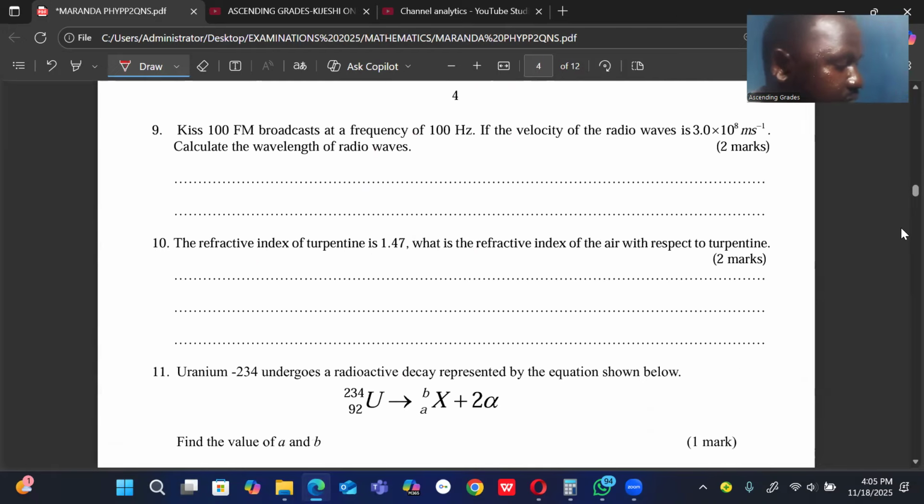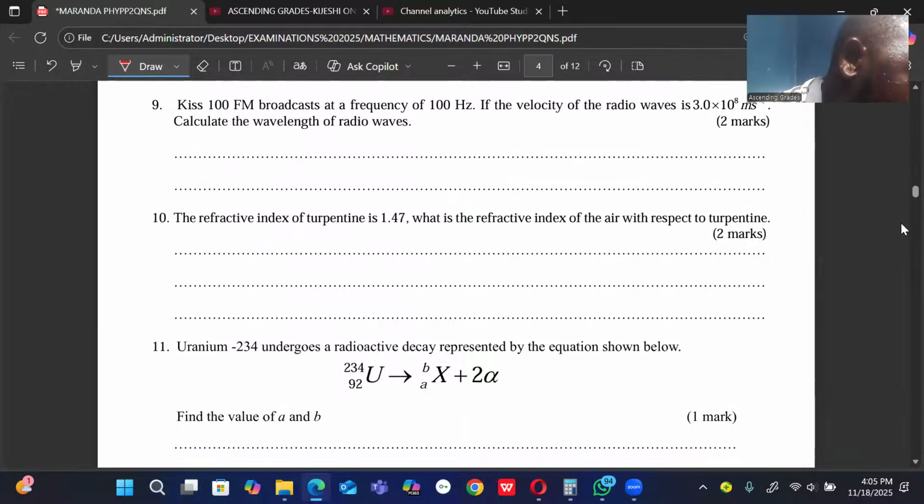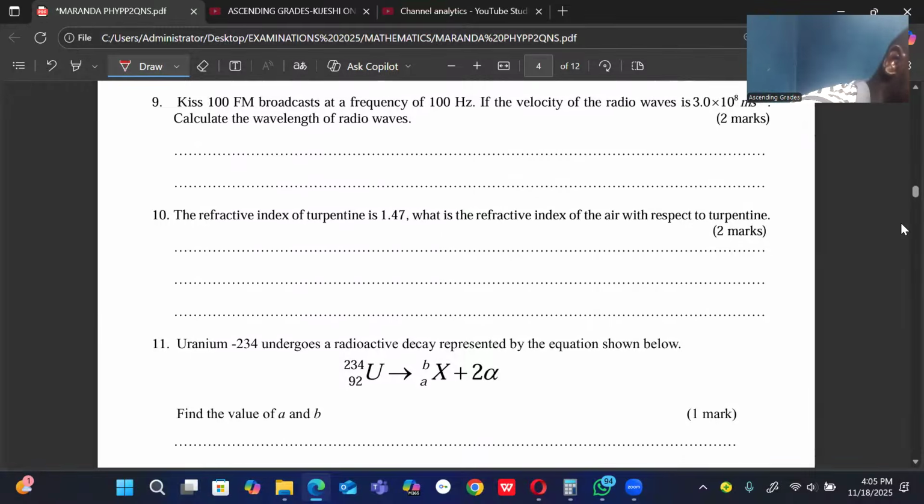Now we have the last parts of section A, sorry. You are told that Kcse 100 FM broadcasts at a frequency of 100 Hz. If the velocity of the radio waves is 3.0 times 10 raised to power 8 meters per second, then you are told to determine the wavelength of the waves.